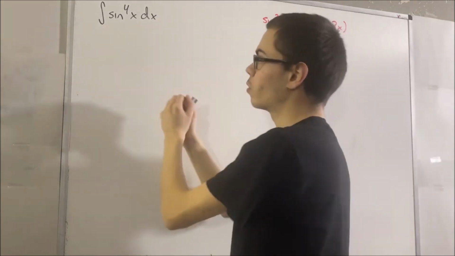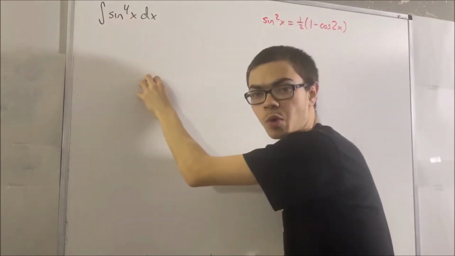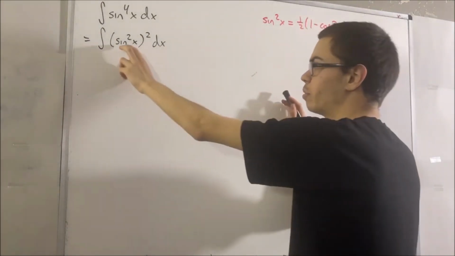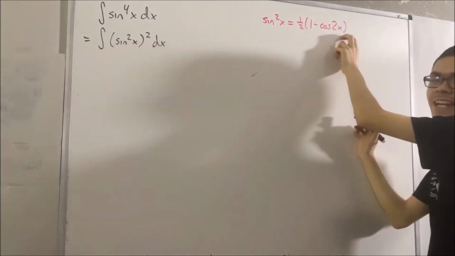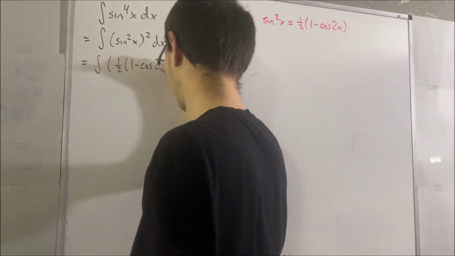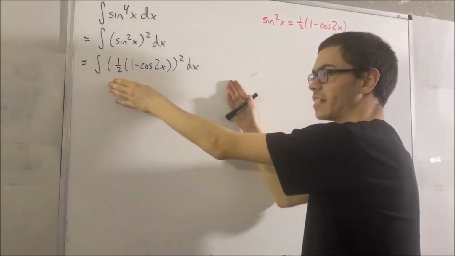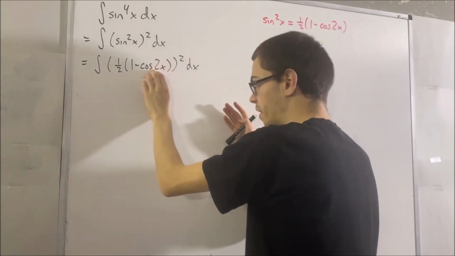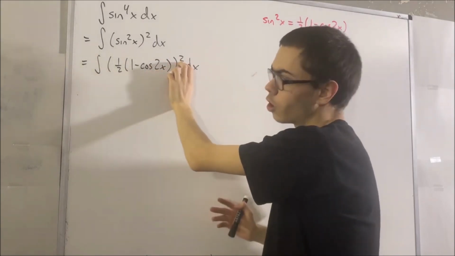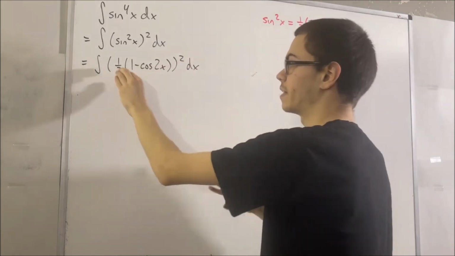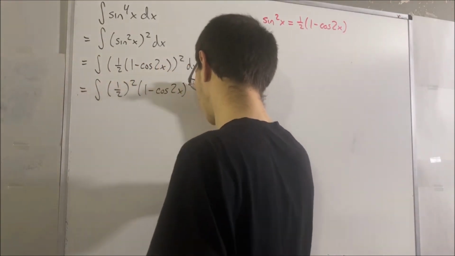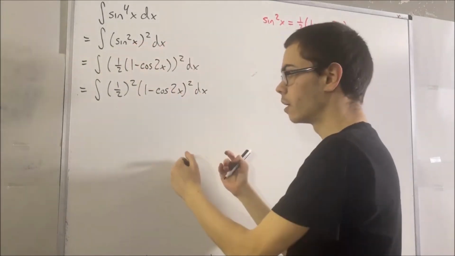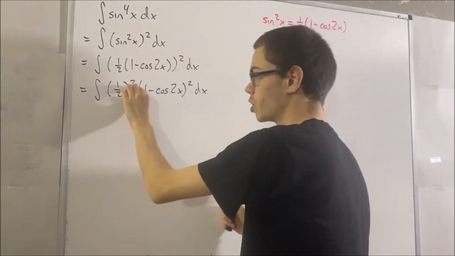Well, we're going to rewrite sine to the fourth of x as sine squared of x squared. And then we can replace sine squared of x with our identity. So just like that. Now notice we have something in the form of something times something squared. If you recall, when this happens, we can just rewrite this as. So all we had really done is we distributed the exponent across. And now notice, 1/2 squared is really just 1/4.